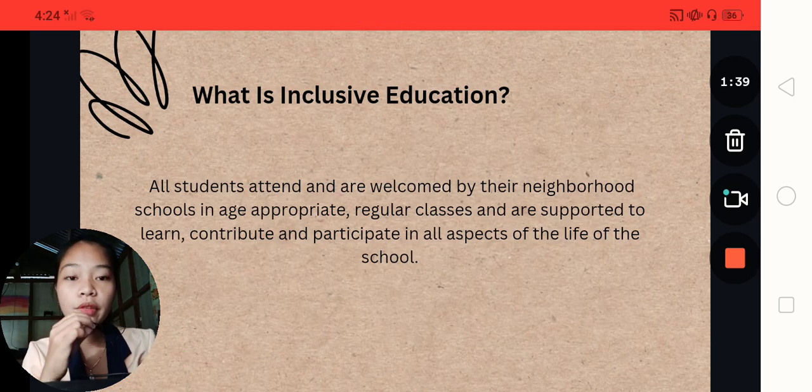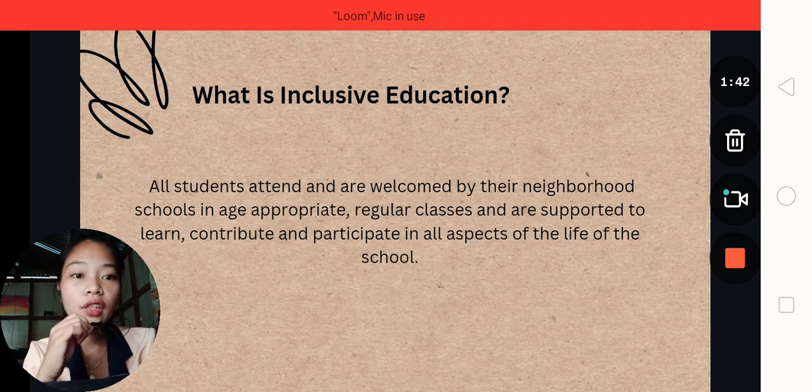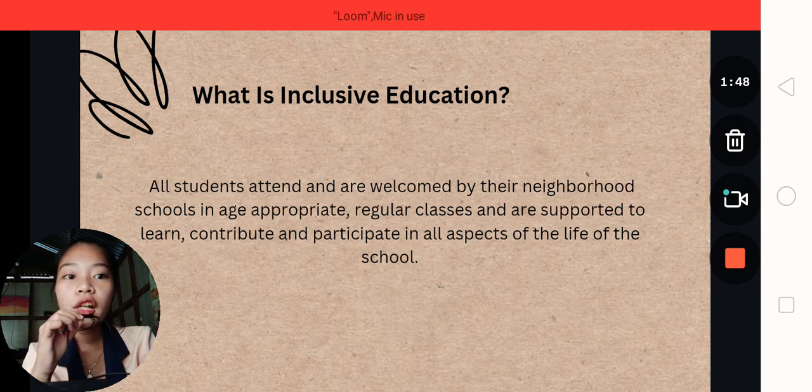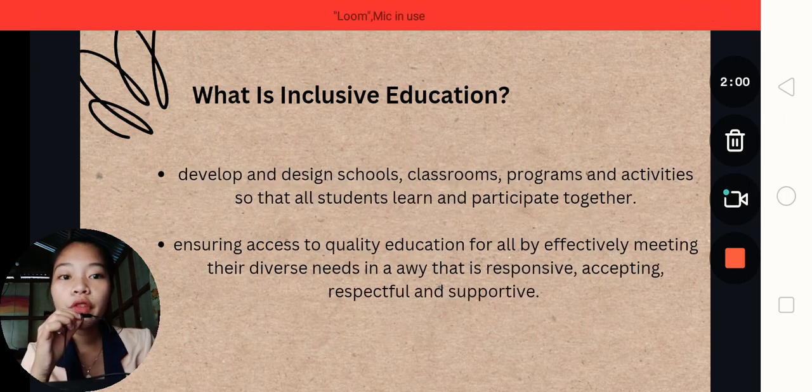So what is inclusive education? All students attend and are welcomed by their neighborhood schools in age-appropriate regular classes and are supported to learn, contribute, and participate in all aspects of the life of the school. Schools, classrooms, programs, and activities are designed so that all students learn and participate together, ensuring access to quality education for all by effectively meeting their diverse needs in a way that is responsive, accepting, respectful, and supportive.